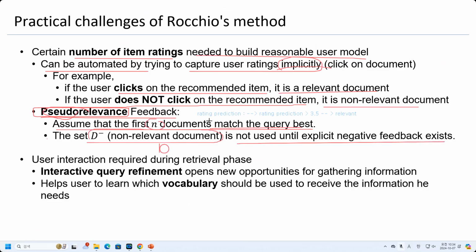So if you look at pseudo relevance, if you use rating prediction with the Pearson correlation, there might be some negative values. You still remember, when we use the Pearson correlation, some can be negative. So if it is negative, we can put it as a negative or non-relevant document.